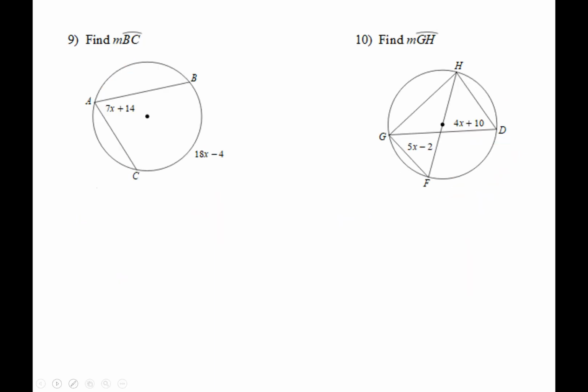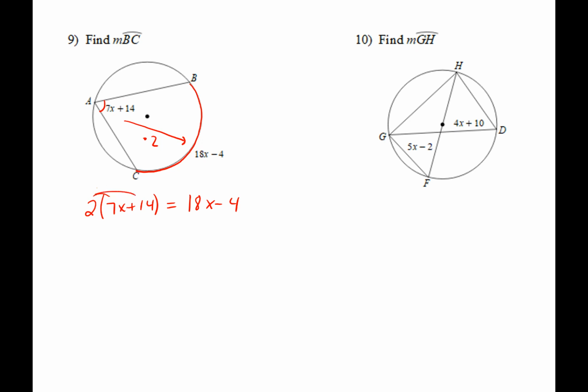All right, then we have find arc BC. This one is still using that concept of the angle is half as big as the arc that it intercepts. Or we could say the arc is twice as big as the angle. So to get from the angle to the arc, we typically say we double it or multiply by 2. So I'm going to show that. Multiply the angle by 2, and that is going to equal the arc. So the 2 times the angle equals the arc.